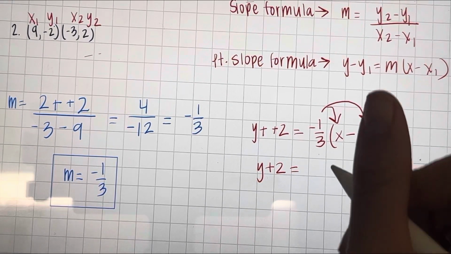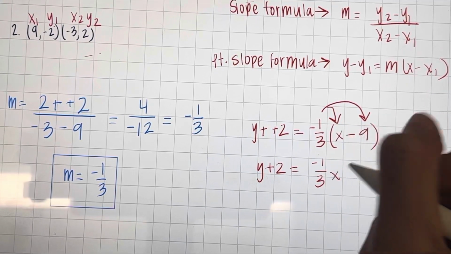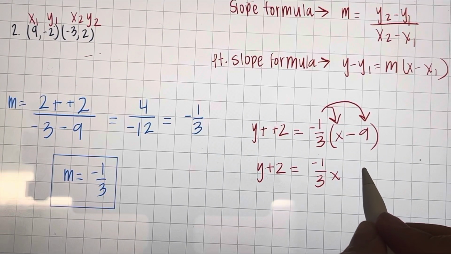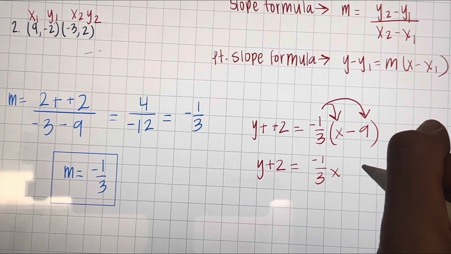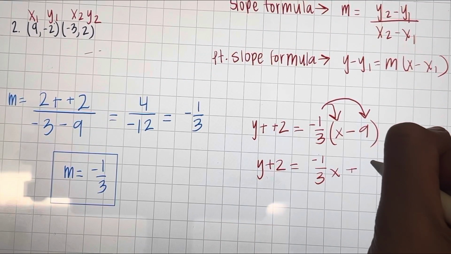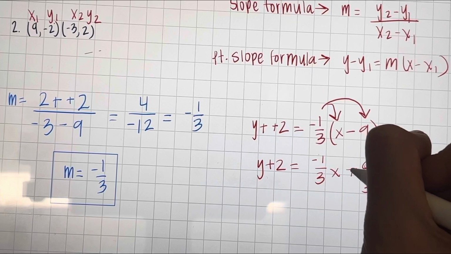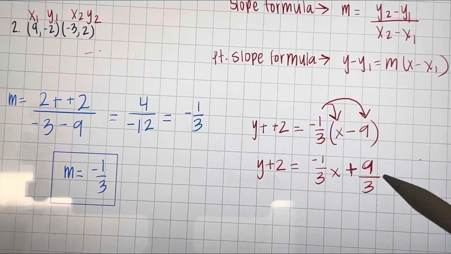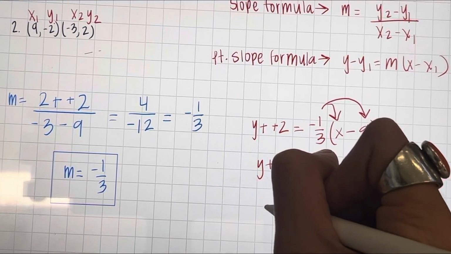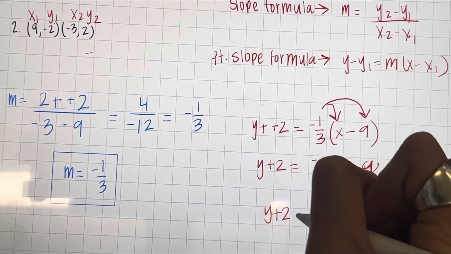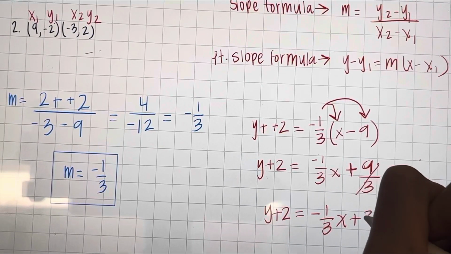Negative 1/3 times x is just going to give us our negative 1/3 x. Negative 1/3 times negative 9, negative and negative, is going to give us a positive. Negative 1 times negative 9 is going to be positive 9, over 3. If we work this out, we know 9 over 3 just reduces into a 3. So we're left with y plus 2 equals negative 1/3 x plus 3.